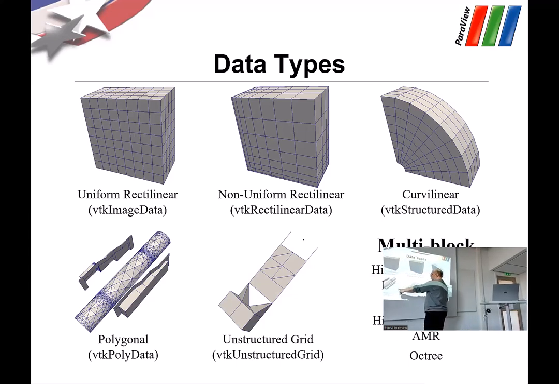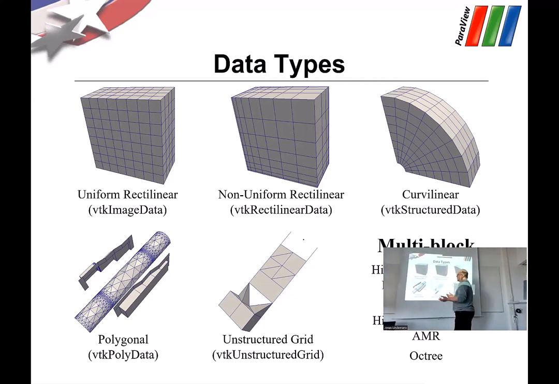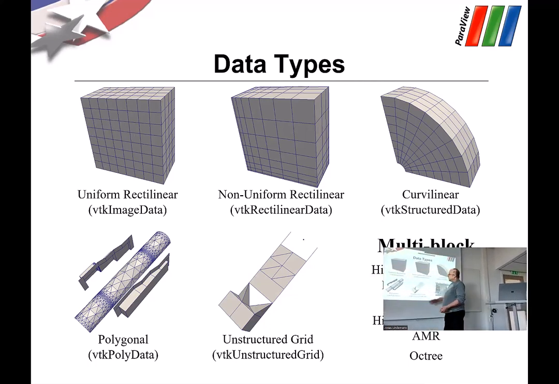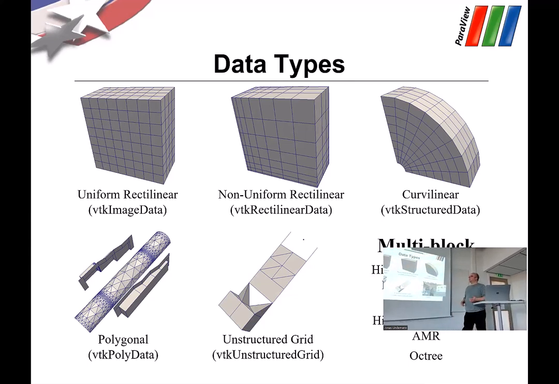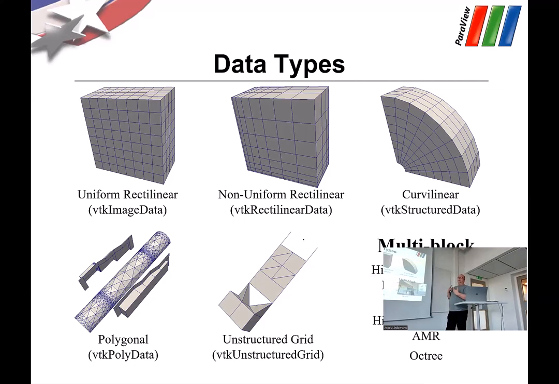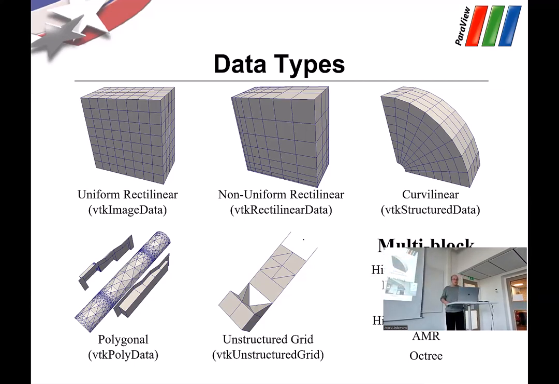You can have polygonal, which is kind of unstructured data. And then you can have a mix of different elements in the same. And these are the basic things that you read into ParaView, and then you can work with this data structure to produce visualizations.